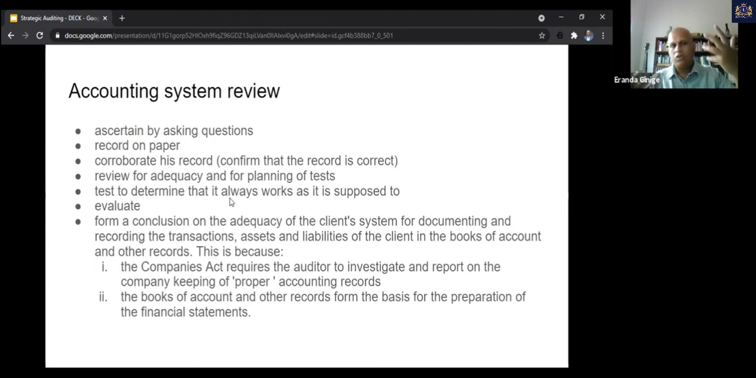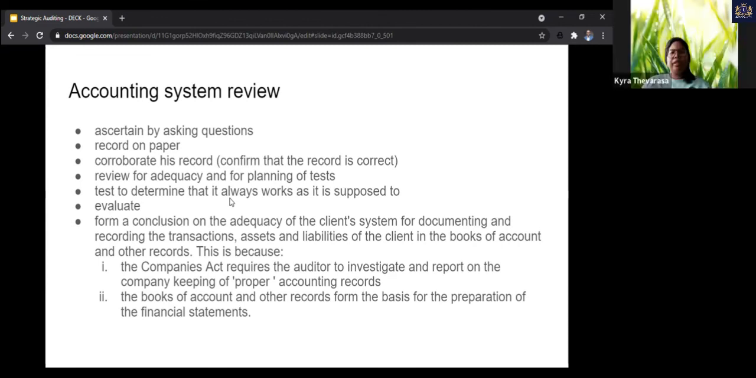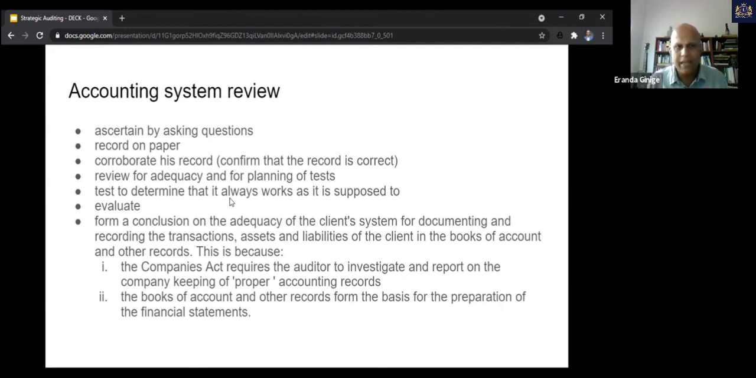So you need to review the system by asking questions from the finance director, the accountants, and the staff, and so on, right? And you need to have all this information recorded on paper. And you need to corroborate the record by confirming it with data that is printed out of the system. Review for adequacy and for planning of tests. So we'll come to tests in a bit. Test to determine that it always works as it is supposed to, right?